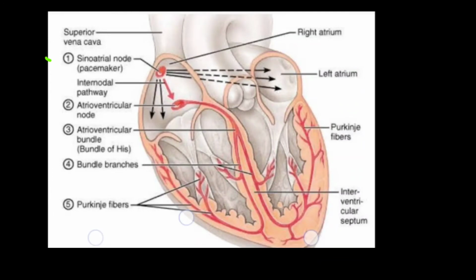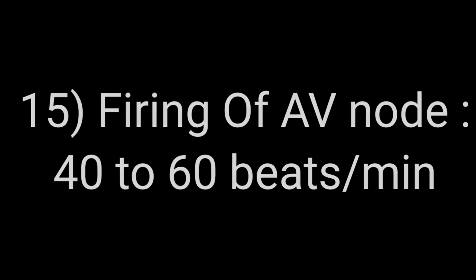And friends, SA node is located in the upper wall of the right atrium, or at the junction where the superior vena cava enters. SA node is considered as the pacemaker of the heart. The AV node is located within the atrioventricular septum near the opening of the coronary sinus. Point number 15. Fire rate of AV node 40 to 60 beats per minute. Point number 16. Fire rate of ventricle 30 to 40 beats per minute.